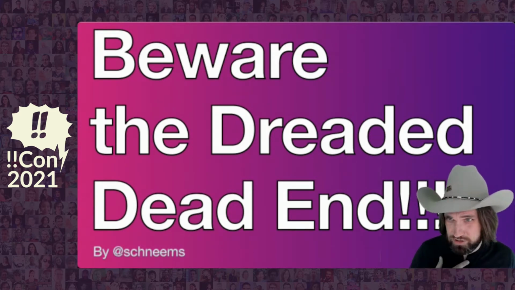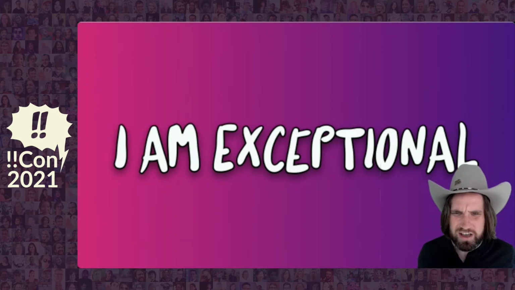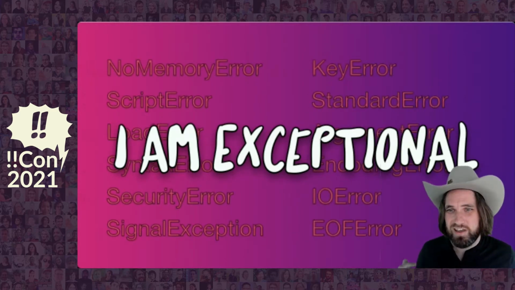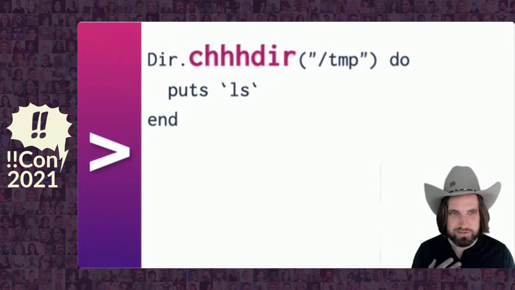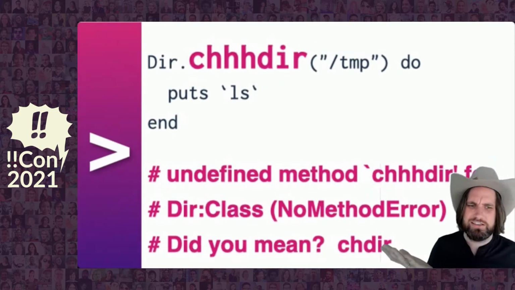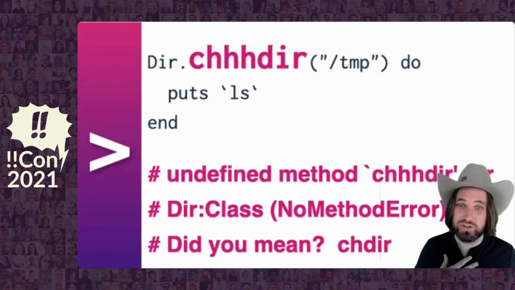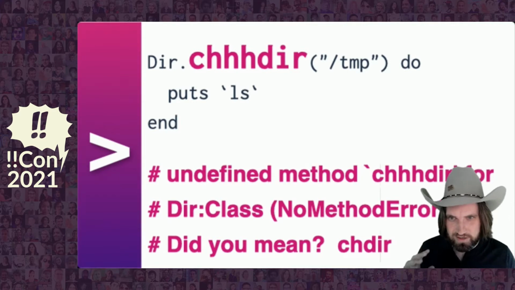My name is Richard, and people like to tell me that I am an exceptional programmer, largely because my programs generate a lot of exceptions. I love exceptions though, especially when they help me. For example, this is beautiful. Name error. Did I mean to use chdir? Yes, I did. This error brings me joy.